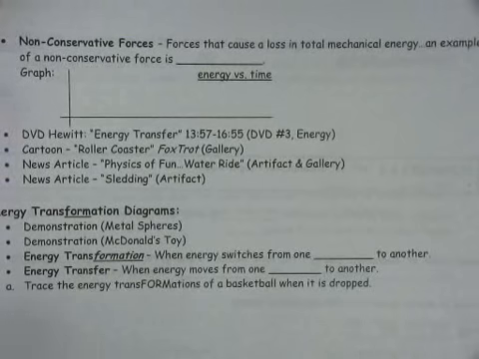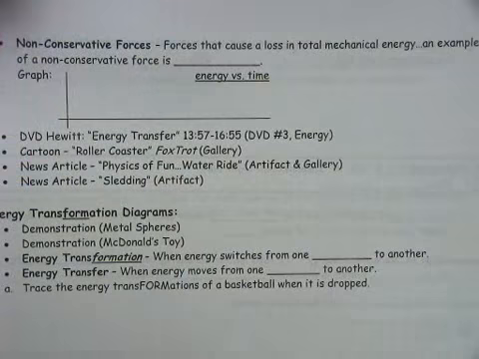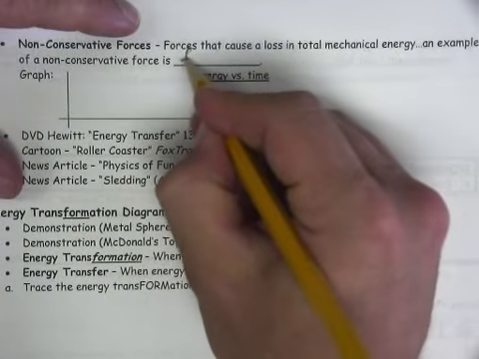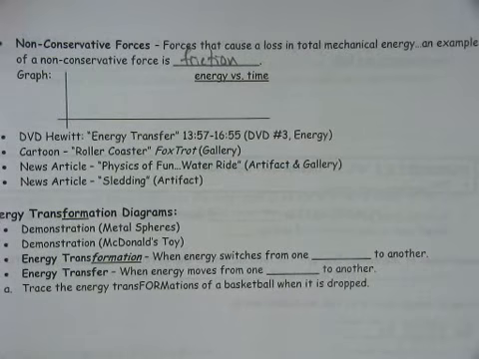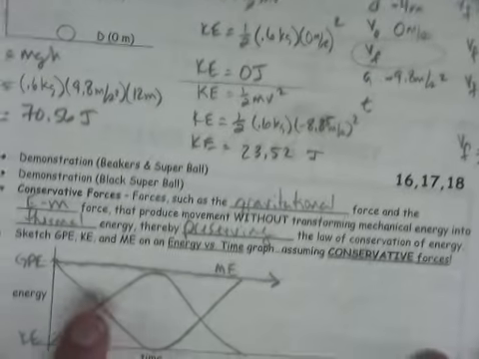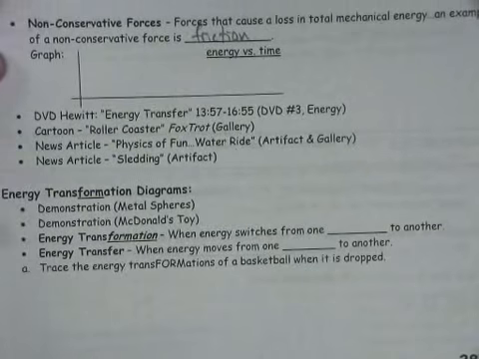These are forces that cause a loss in total mechanical energy. An example of a non-conservative force is friction. So when we have friction involved, the graph won't look like this anymore because we're going to produce some thermal energy and we're going to produce some sound. So what will that graph look like?